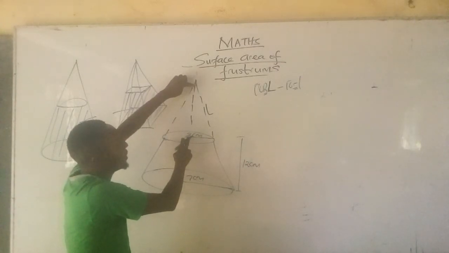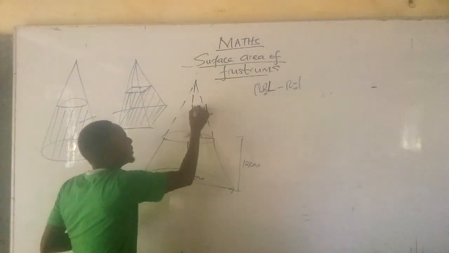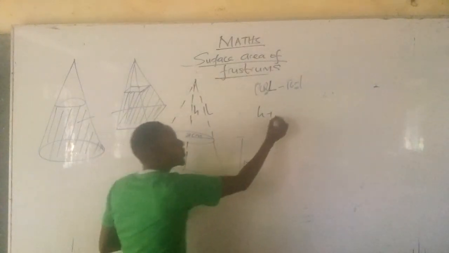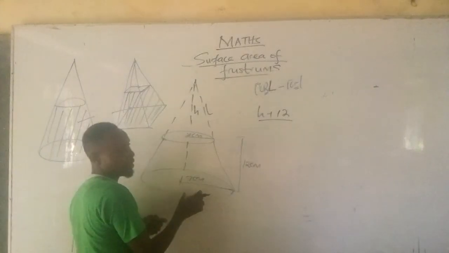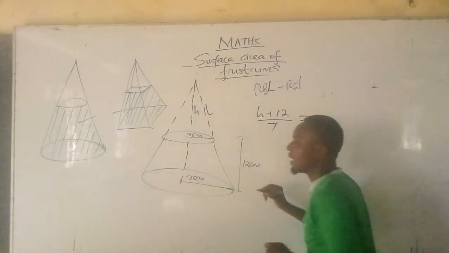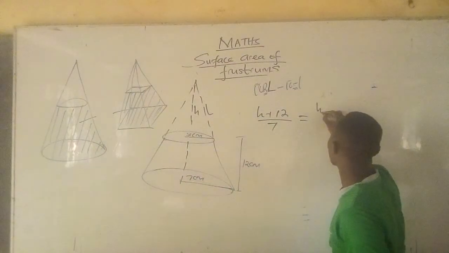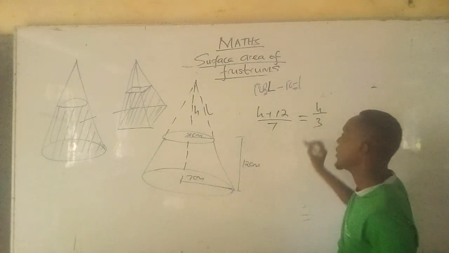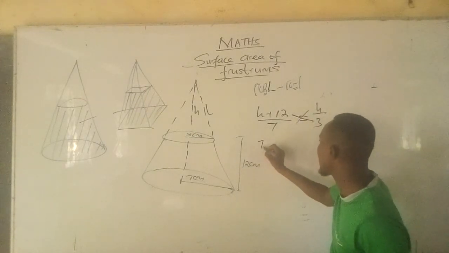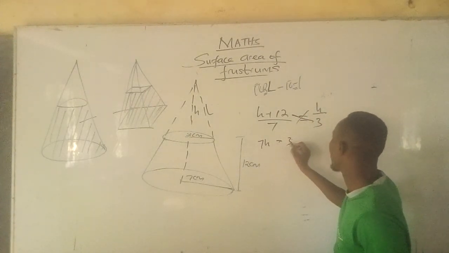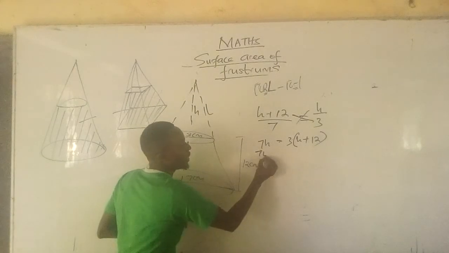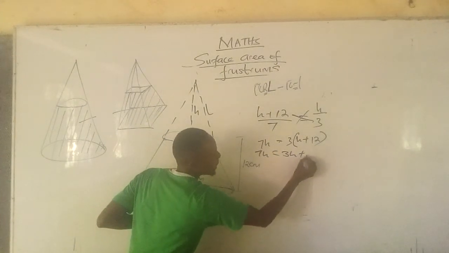We will use similarity. Suppose this height is h, so we will say h plus 12, which we know, divided by the radius of the bigger cone, the original cone, is equal to, using similarity, the height of the smaller one divided by the radius of the cone where it is cut. So we cross and multiply. That is 7h is equal to 3 into bracket h plus 12. So it will be 7h is equal to 3h plus 36.